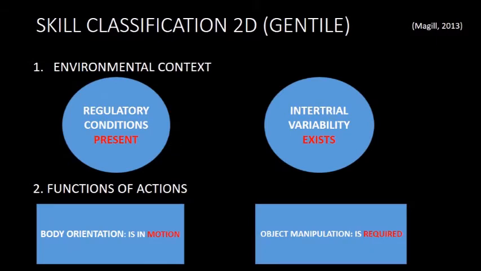Classifying the drop punt using the Gentile two-dimensional taxonomy, we can see that the regulatory conditions present are the ball, field dimensions, posts, rules of the game, surface, and other player involvement. Inter-trial variability exists as some of the regulatory conditions could change from one trial to another. Body orientation is in motion as to perform the skill you are required body transportation. Object manipulation is important as the football needs to change position to successfully perform the skill.